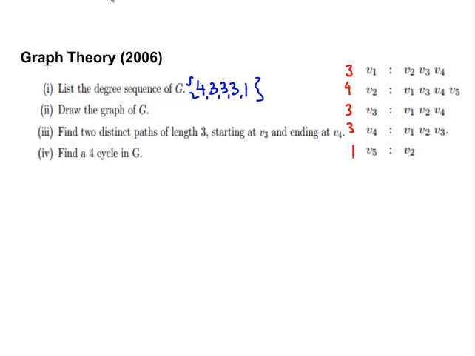Okay, draw the graph of G. So let's draw G down here. Let's put the vertices in green: 1, 2, 3, 4, and 5. So V1 is connected to V2, V3, and V4. So make this V2, V3, and V4. And put the edges in red: 1, 2.